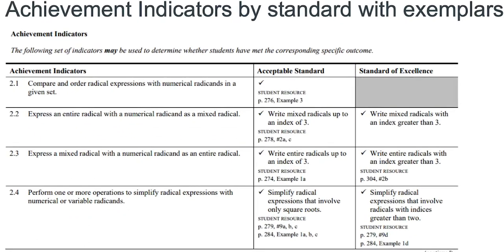If we look at Achievement Indicator 2.4 for specific outcome 2, a student achieving at the acceptable standard level should be able to simplify radical expressions that involve only square roots, whereas a student achieving at the standard of excellence level should also be able to simplify radical expressions that involve radicals with indices greater than 2. This document should not be treated as a checklist for instruction. It is meant to help teachers define the achievement that should be attained at each level.